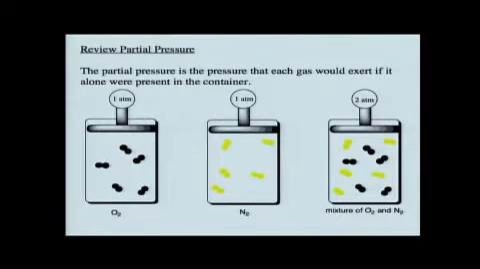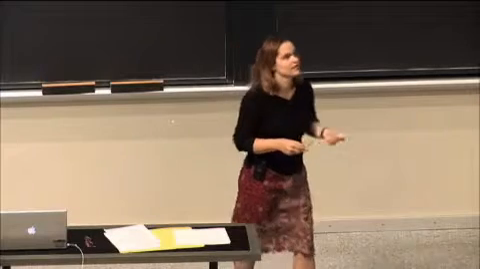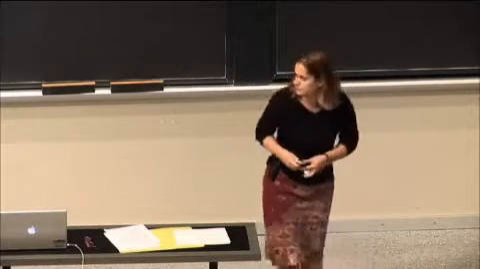So in this example, we have oxygen in a container, and we have 1 atmosphere of pressure. In the second one, there's nitrogen in a container with 1 atmosphere of pressure. If you put this amount of oxygen and this amount of nitrogen together in a container, then you would have 2 atmospheres of total pressure, but you're still going to have 1 atmosphere of partial pressure for oxygen and 1 atmosphere of partial pressure for nitrogen. So it's as if the gas is alone in the container. That's the definition of partial pressure.